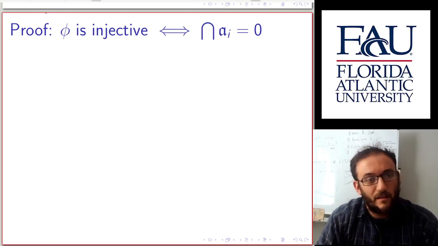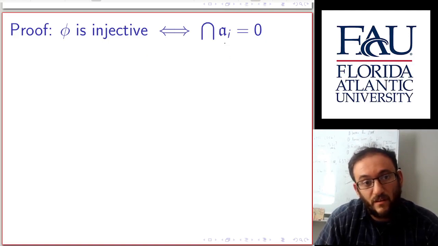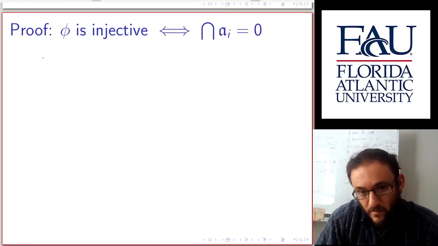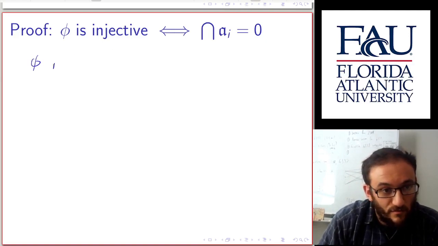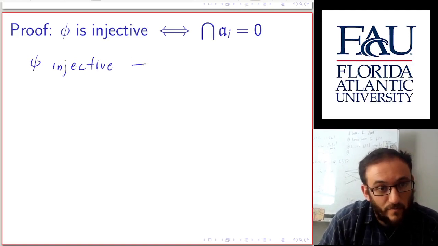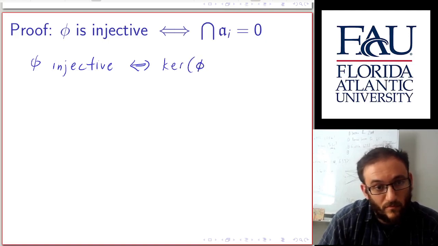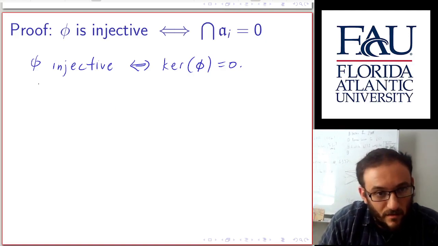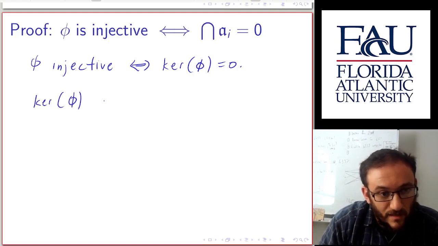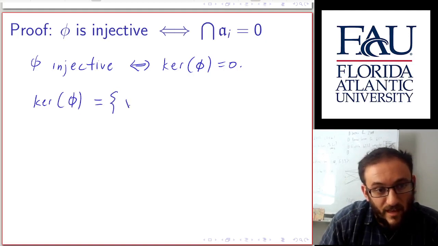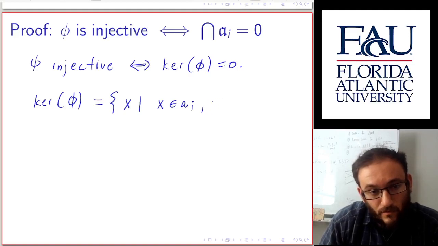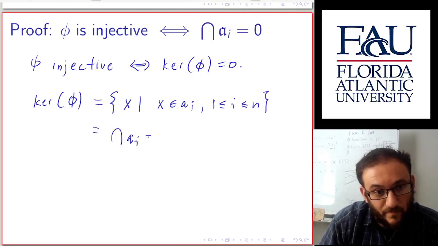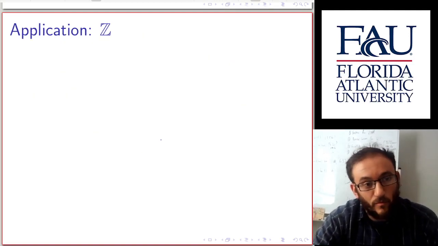And the final part is much simpler. If phi is injective, we want to show phi is injective if and only if the intersection of the ideals is 0. We'll consider what it means for phi to be injective. That means phi injective is true if and only if the kernel is 0. But what is the kernel of phi? It's something that maps to 0 in all of these quotient maps. So the kernel of phi is the set of x such that x is in ai for all i, for i between 1 and n. But this is plainly just the intersection of the ideals. Okay, so we have proven the Chinese remainder theorem.